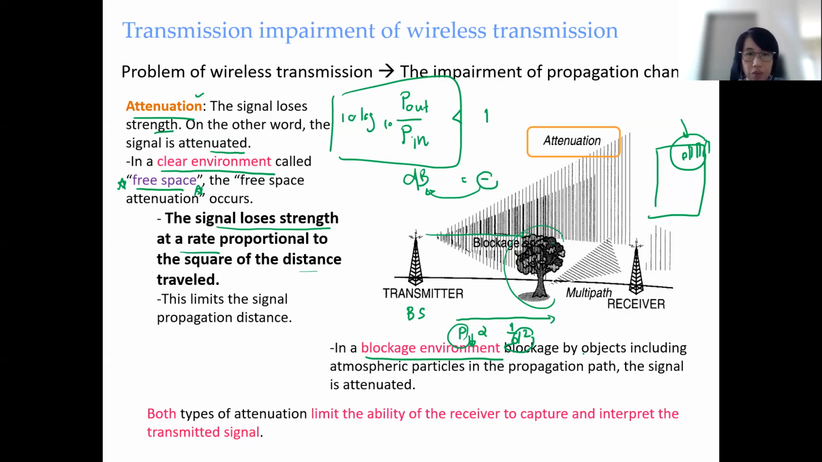So for attenuation, it actually depends on two things: one is the distance and the second one is the blockage. Both types of attenuation limit the ability of the receiver to capture and interpret the transmitted signal. This is a problem.